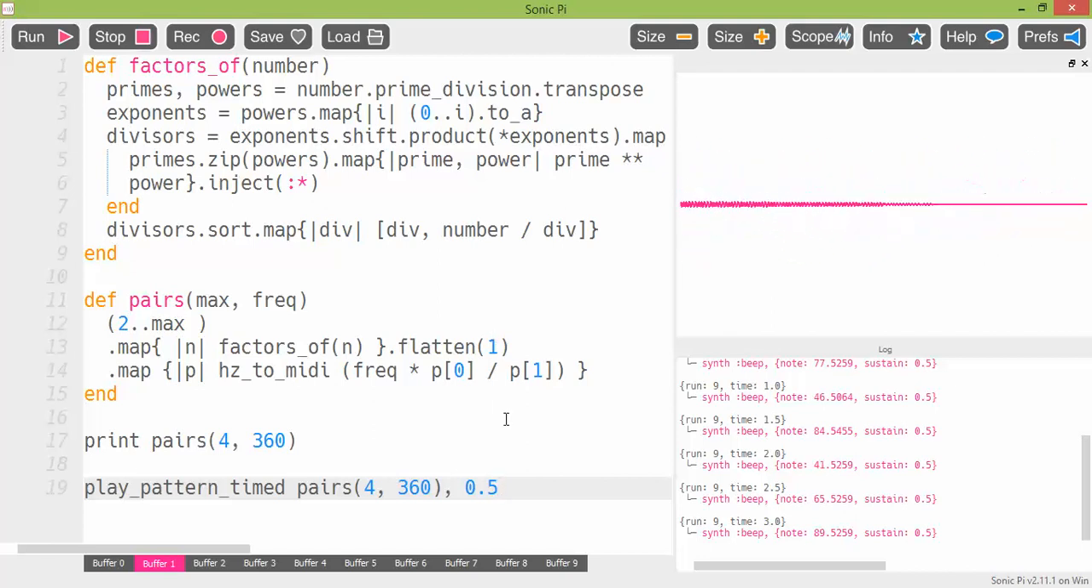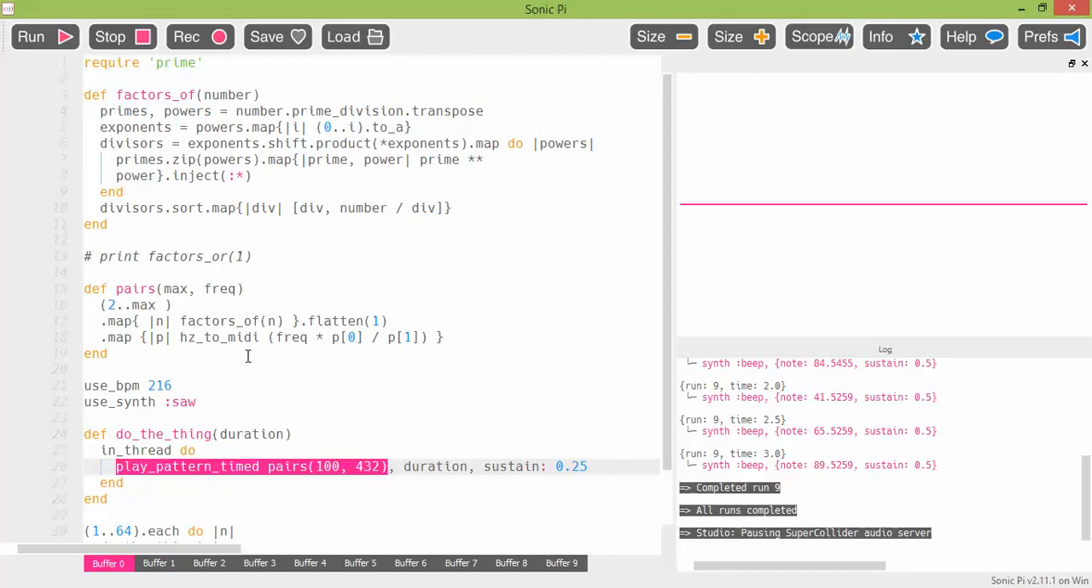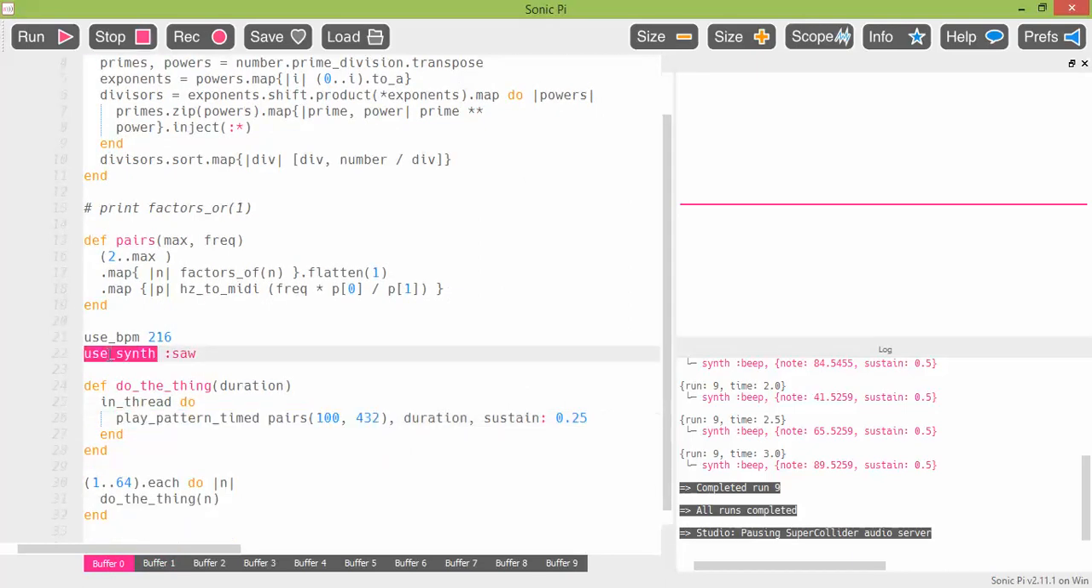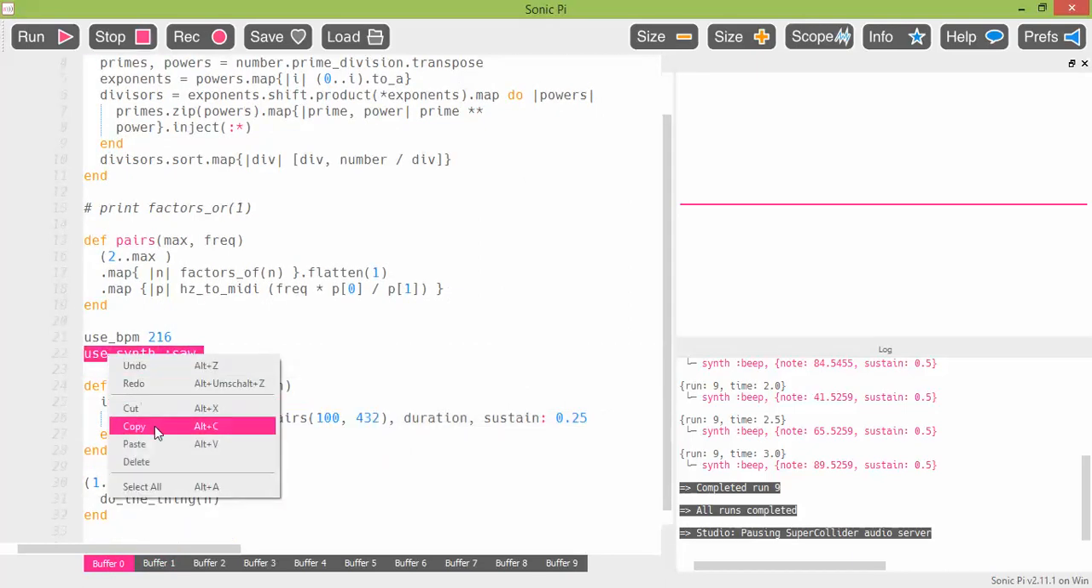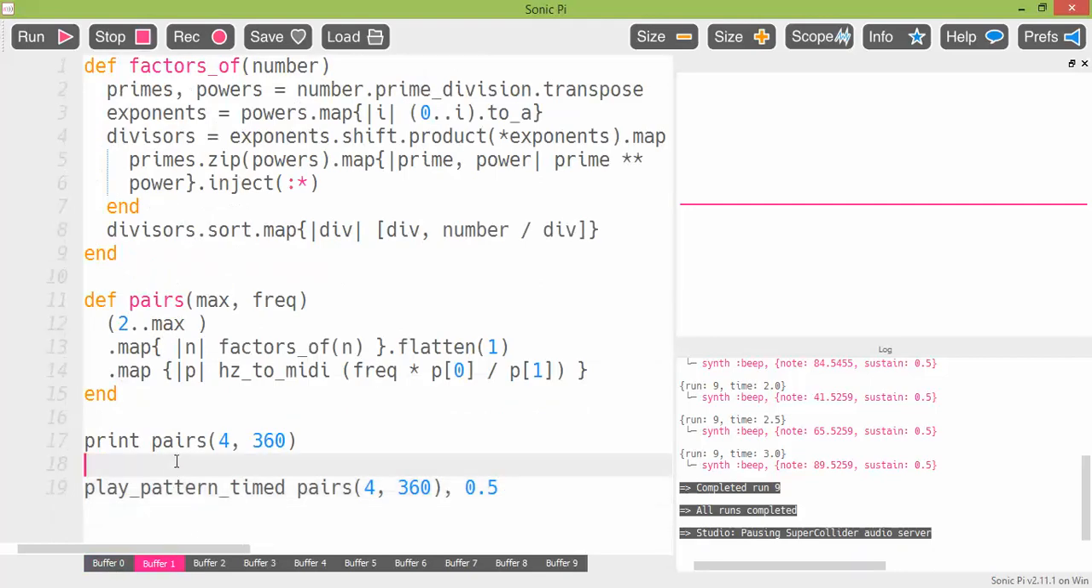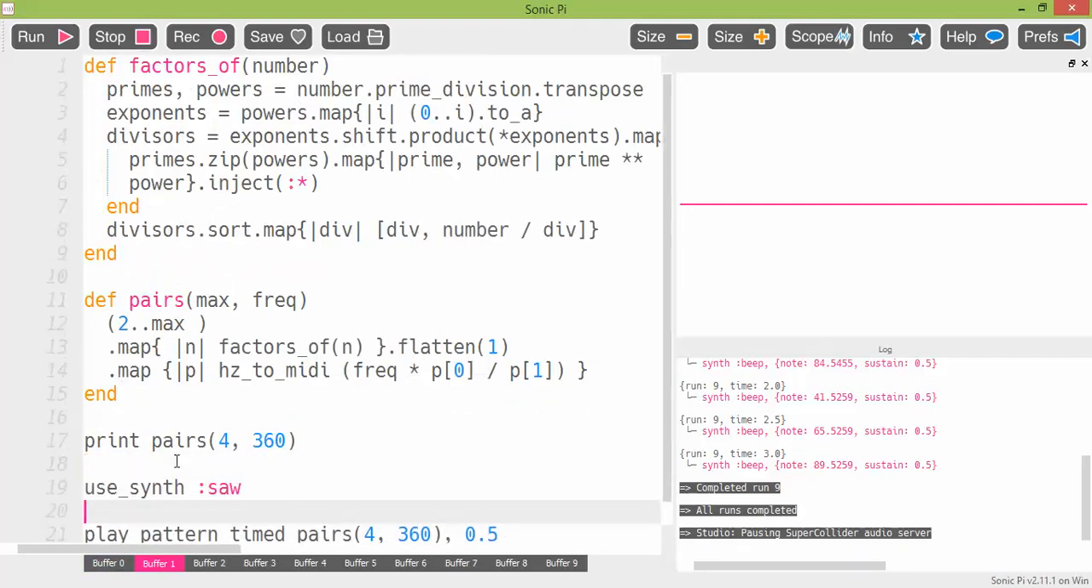Oh, okay. It's using a different synth, I think, from the one that we had in the buffer. So this sounds a little different from before because we're using a different synth. So if we want it to sound the same, we could do this.